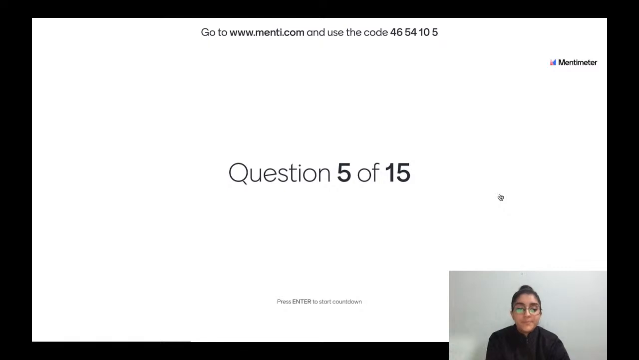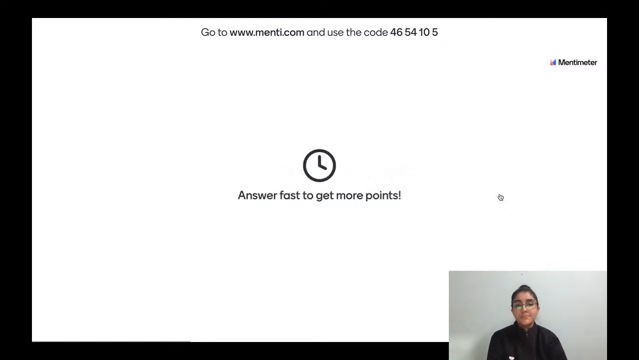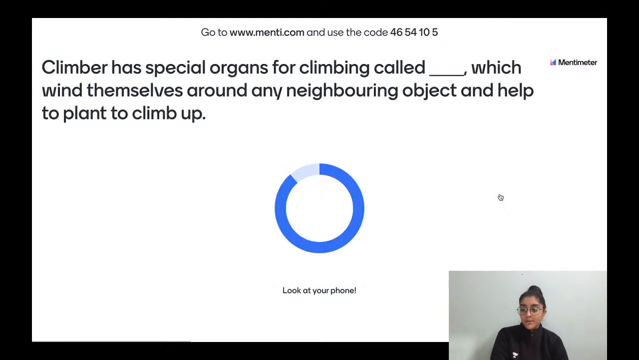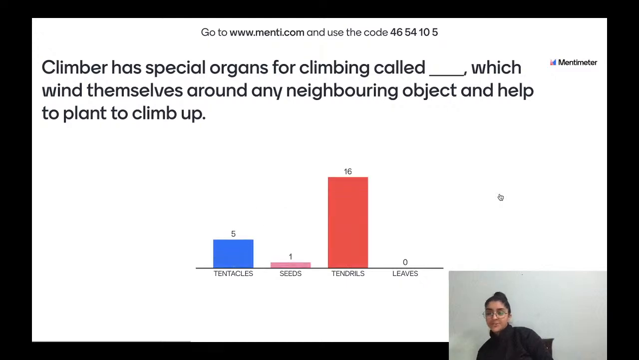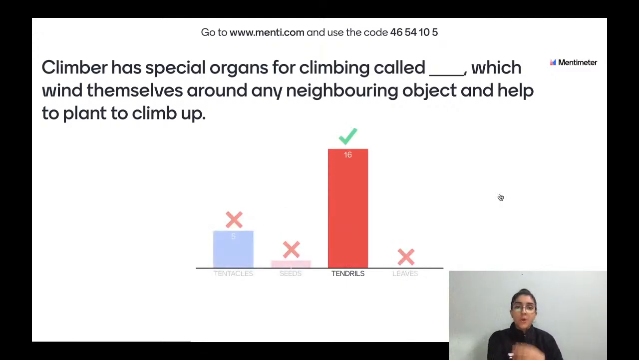Fifth question. You can do it, guys. Try to focus. Don't misclick just in order to quickly answer. Purnam and Saksham, stop answering here. Try to answer in the menti.com.